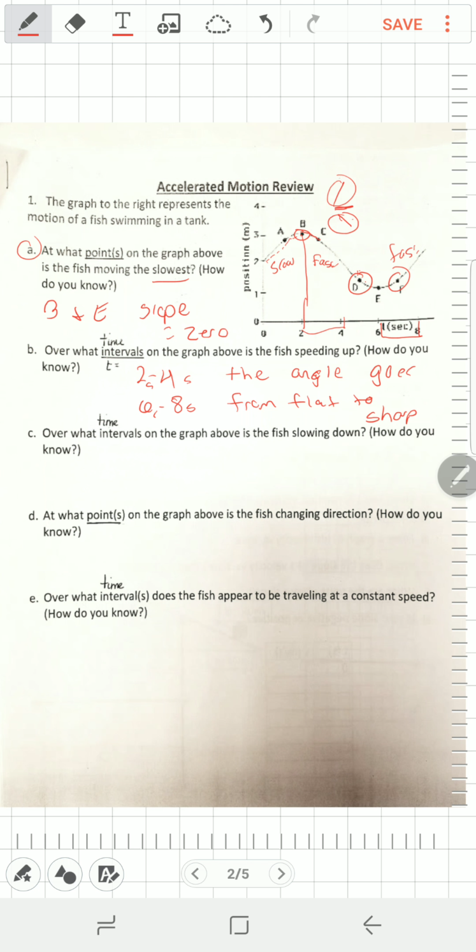Letter C: over what time intervals on the graph above is the fish slowing down, and how do you know? Well, I kind of just covered that here. Again, I'm slowing down if I'm going to a flat, and I'm speeding up if I'm going from flat to sharp. So if speeding up is going from flat to sharp, then slowing down is going from sharp to flat. Here my angle is flattening out. So I would say from 0 to 2 seconds, and then from 4 to 6 seconds is when my angles are flattening out.